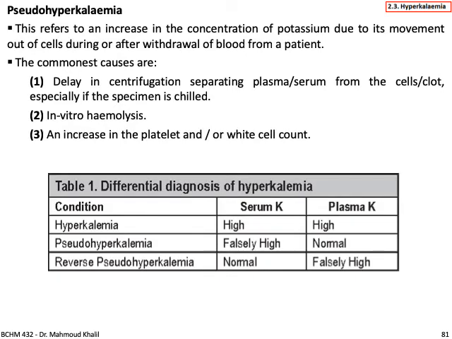The main difference between serum potassium and plasma potassium: in true hyperkalemia, both serum and plasma potassium are high. In pseudohyperkalemia, it shows falsely high serum potassium while plasma potassium is normal. In reverse pseudohyperkalemia, there is falsely high plasma potassium and normal serum potassium.